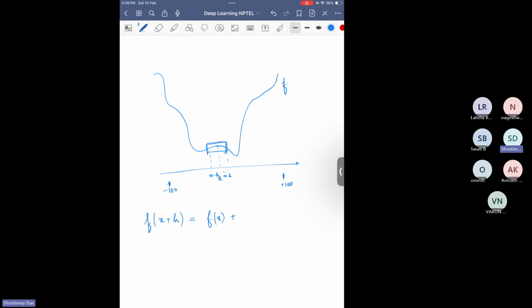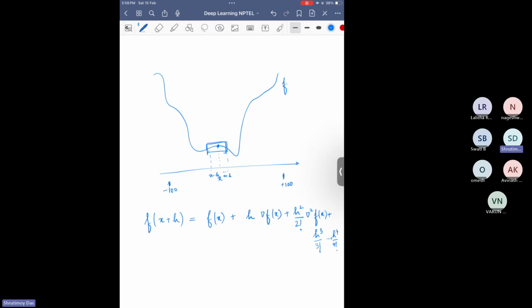You have f of x, and some h times the gradient of f at x, plus h square by 2 factorial times the second gradient of f at x, and so on. Then there are h cube terms, and then h to the fourth terms, and so on. There are a lot of these terms. So what does this say? I'm at a function f, so this is f of x.